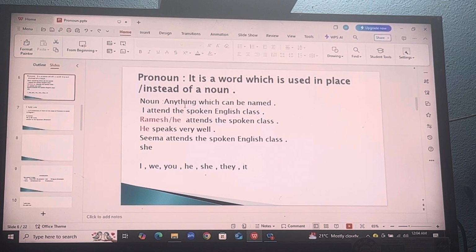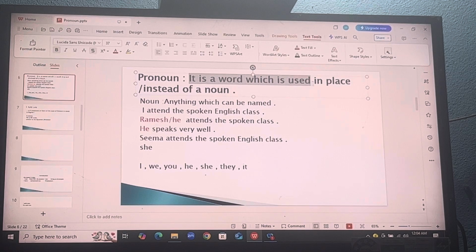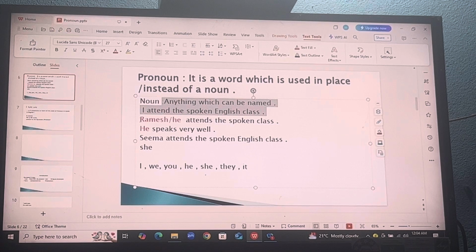What we have seen in the definition is that a pronoun is a word which is used in place of a noun. And what is a noun? Anything which can be named. For example, Ramesh. Instead of Ramesh, what can we use? He. So, Ramesh attends the class, he speaks very well. In the same way, Seema attends the spoken English class, so instead of using Seema, what can we use? She. So here are a few examples of pronouns.